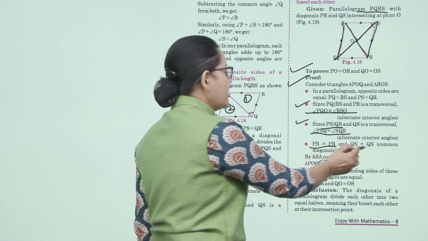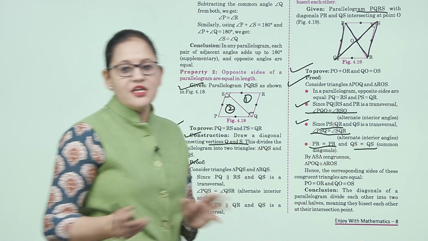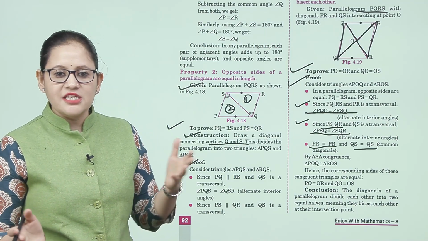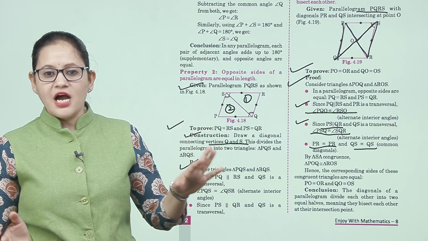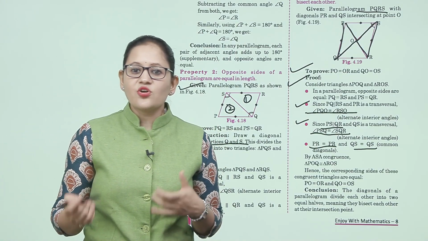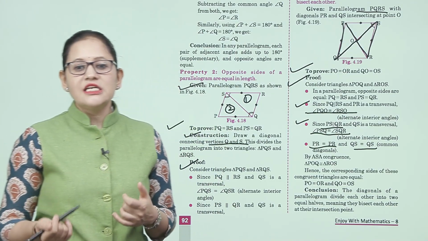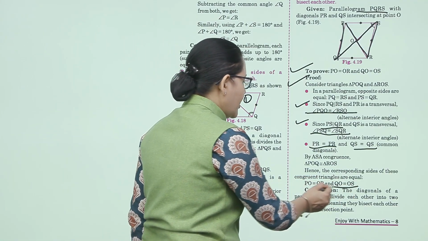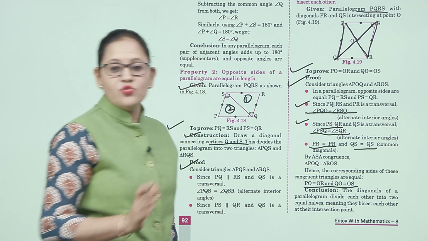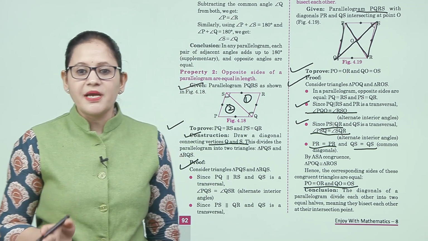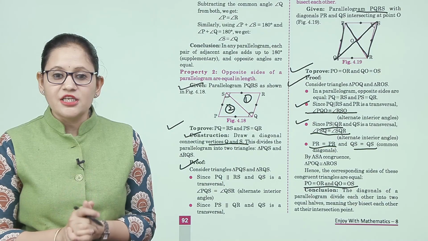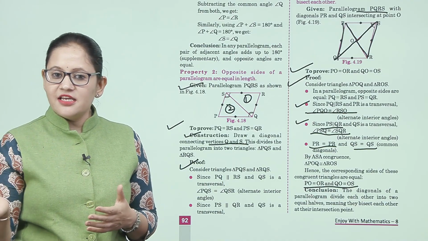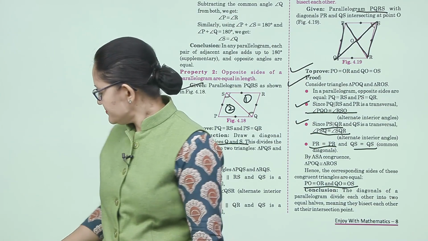PR equals PR and QS equals QS. These are common diagonals. By ASA congruency, triangle POQ and triangle ROS are congruent. Hence, the corresponding sides of these congruent triangles are equal. That means we can say PO and OR, and QO and OS are equal. Conclusion: the diagonals of the parallelogram divide each other into two equal halves, meaning they bisect each other at their intersection point.